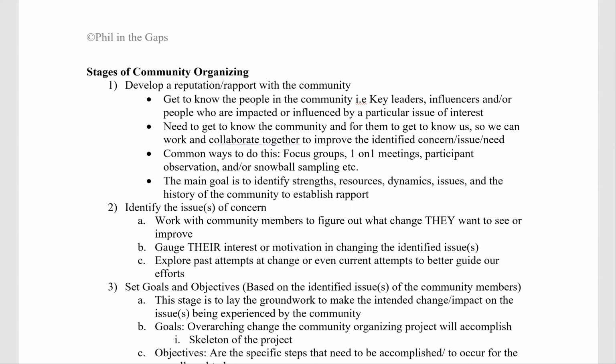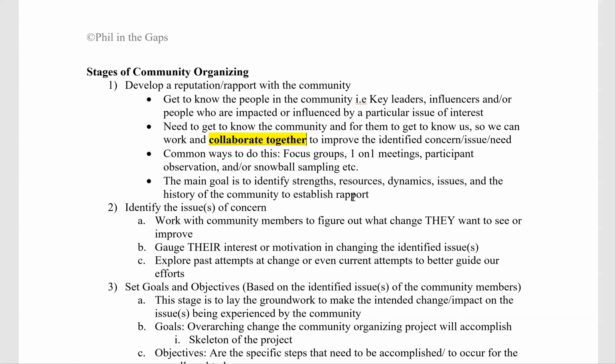And this is going to be important because we need to get to know the community and for them to get to know us so we can work and collaborate together to improve the identified concern, issue, and/or need that is of interest for the community. And the key emphasis here is to collaborate together, because a lot of times when people think about community organizing or research or anything like that, it's like, well, I'm an expert. I have to go in the community and tell them specifically what they need to be doing with and for their situation. However, we are at the same power level and we are going to be collaborating together in this way.